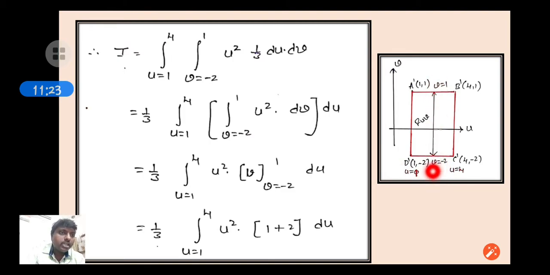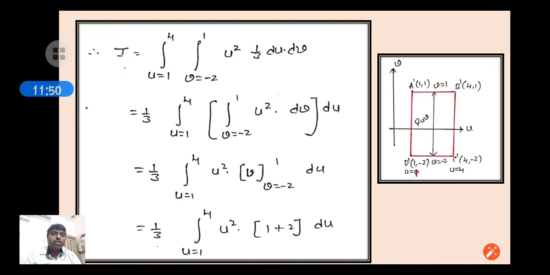In the lower line, the v value is minus 2. You observe that this is the v equal to minus 2 line and this is the v equal to 1 line. Therefore, our v limits are v equal to minus 2 to plus 1. So, u is equal to 1 to 4, v is equal to minus 2 to 1, u square 1 by 3 du dv. You can observe that here the limits are constant limits.